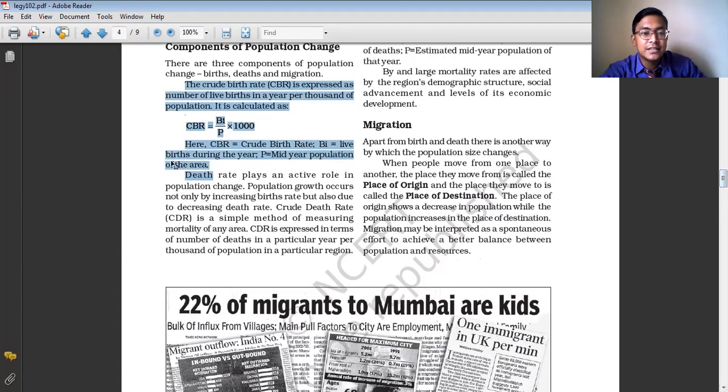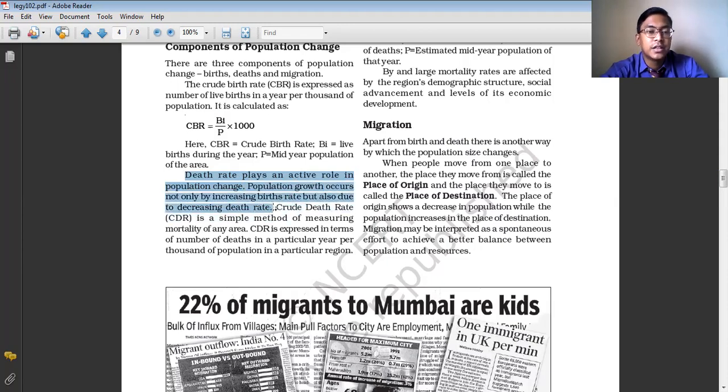The next is the death rate. The death rate plays an active role in population change. It plays a very important role in the change of population. Population growth occurs not only by increasing birth rate but also due to decreasing death rate. So the population of any geographical area increases not only because of a higher birth rate, but also because of a decreasing death rate.